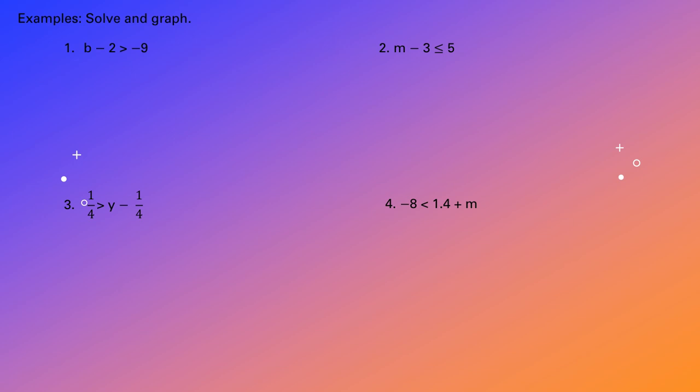Ethan, what do I do? Add 2 to both sides. I'm going to add 2 to both sides. So b is greater than negative 7. And if I was to graph it, start from negative 7, open circle, move it to the right.